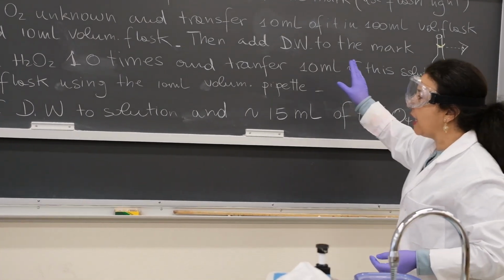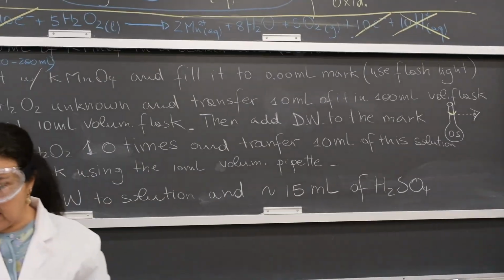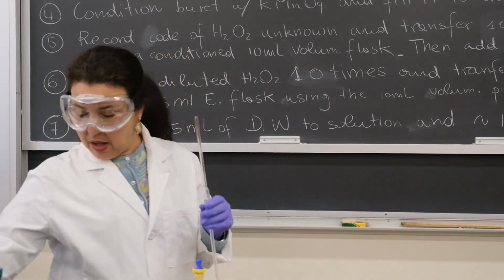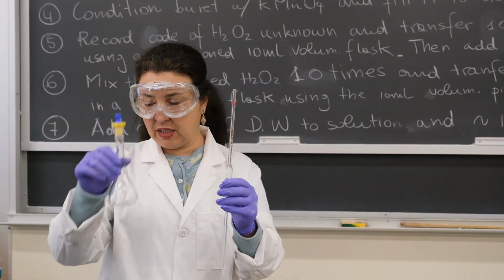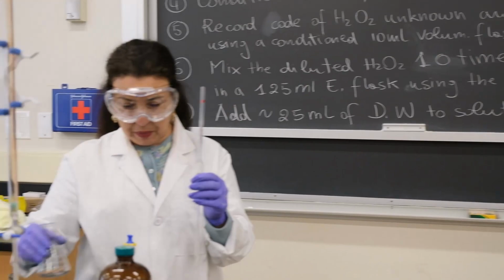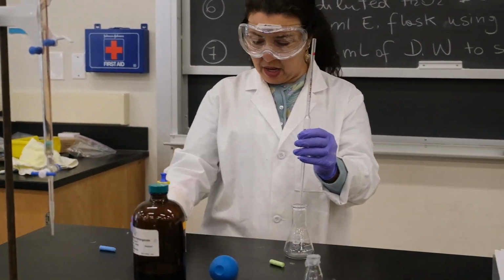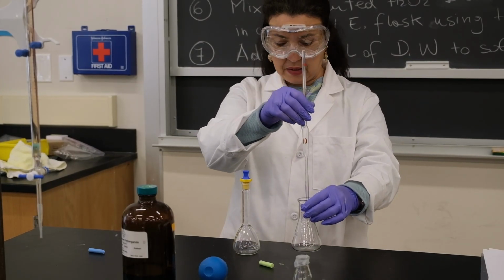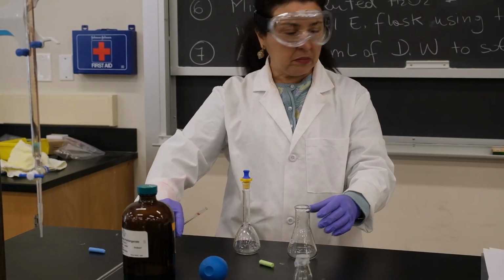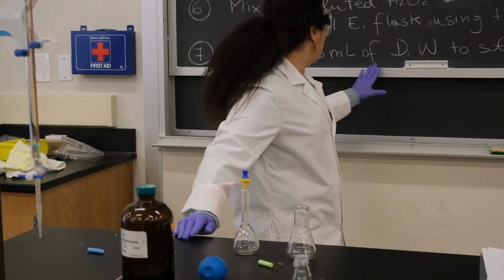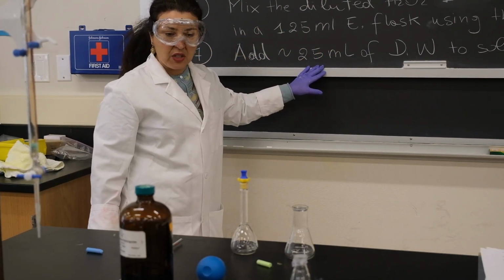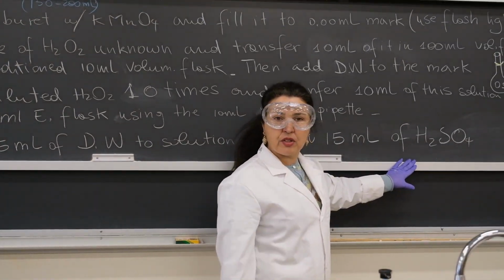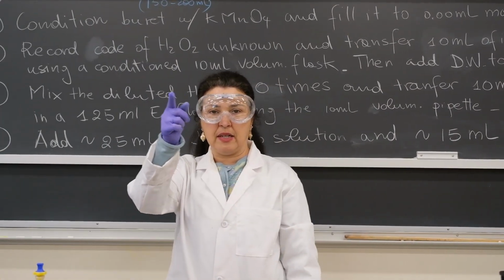And then you take again, using the same pipette, 10 milliliters of solution from this volumetric flask, and you pour it into your 125 graduated cylinder. You add about 25 milliliters of deionized water, and then 50 milliliters of concentrated sulfuric acid. The sulfuric acid is in the hood.